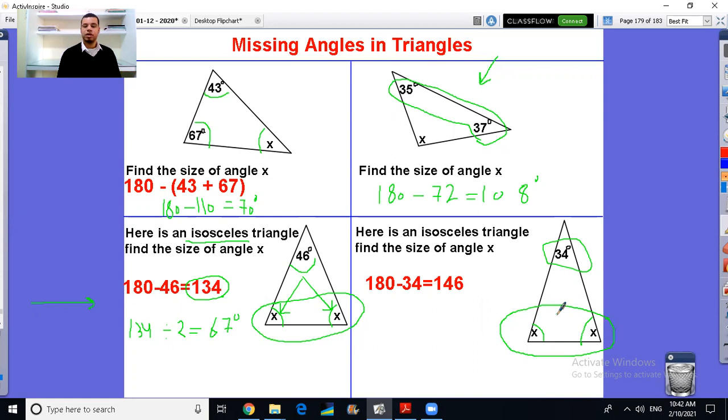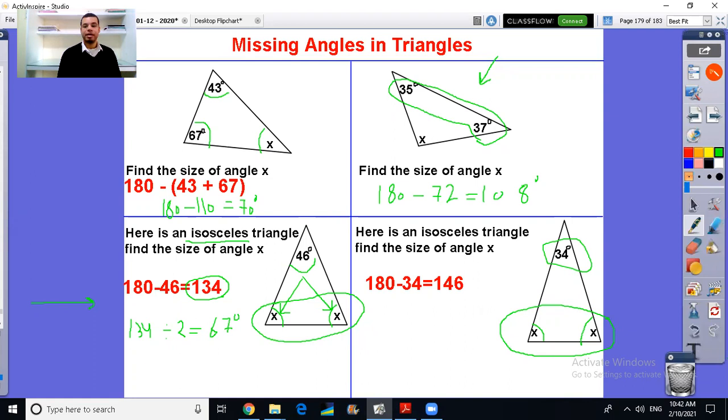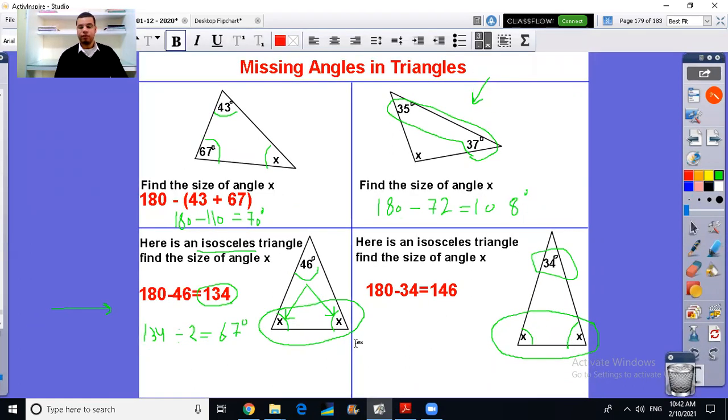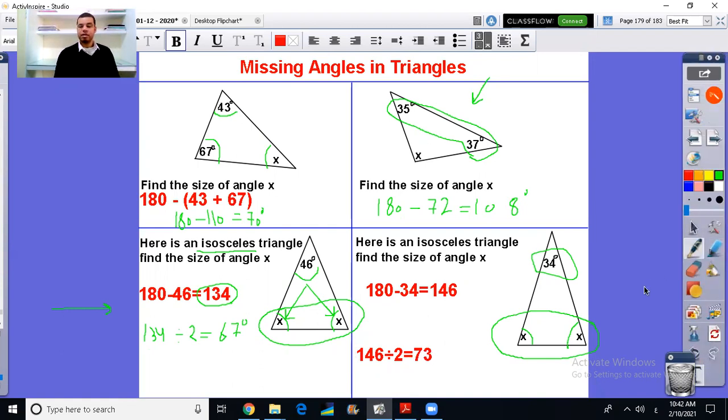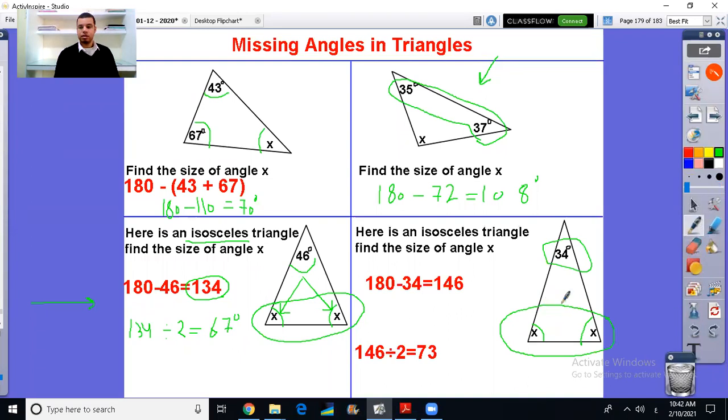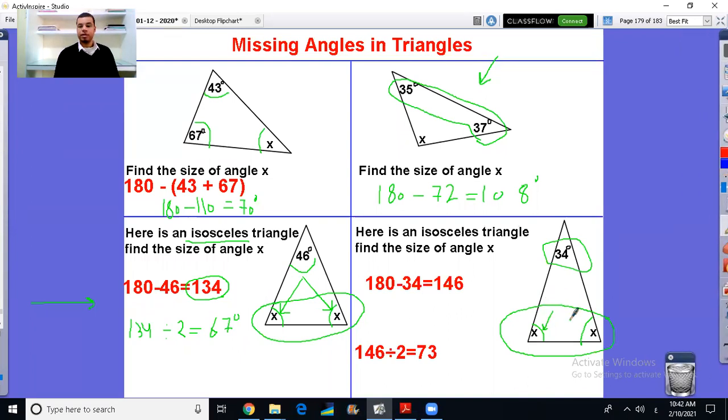146 is the two angles together, but Mr., I want only one. So 146 divided by 2 equals 73, doing it with long division, of course. So now this angle is 73 degrees, this angle is 73 degrees, and this angle is 34 degrees. If you add all the three up, they give you 180 degrees.